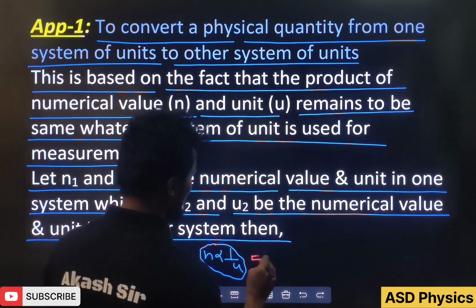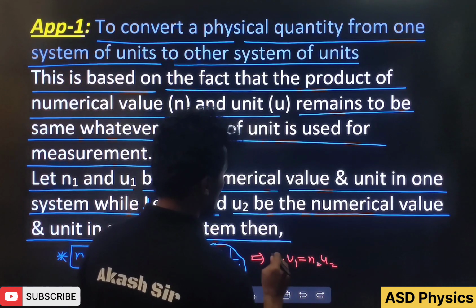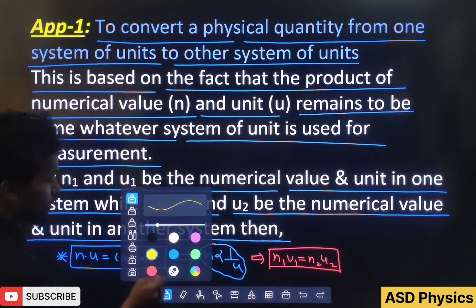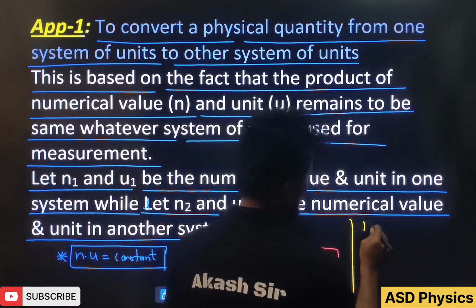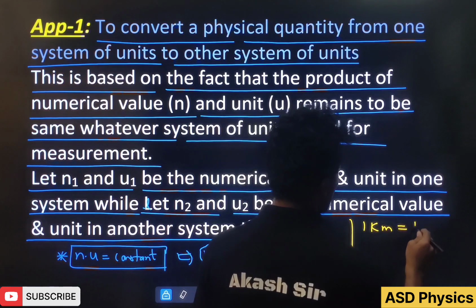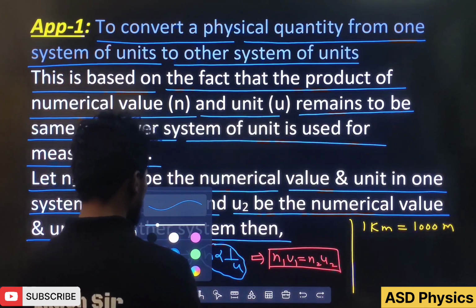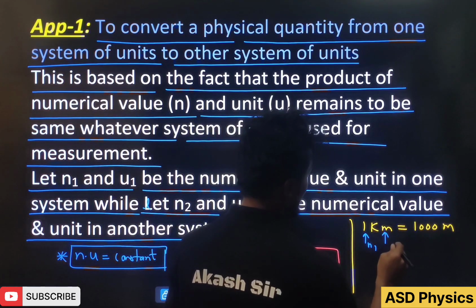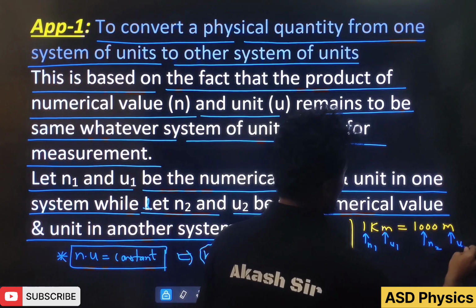And to solve numericals, we can write one more thing: n1 u1 is equal to n2 u2. Let me give one more easy example. 1 kilometer equals how much? 1000 meter. So here, 1 is n1, kilometer is u1, 1000 is n2, and meter is u2.